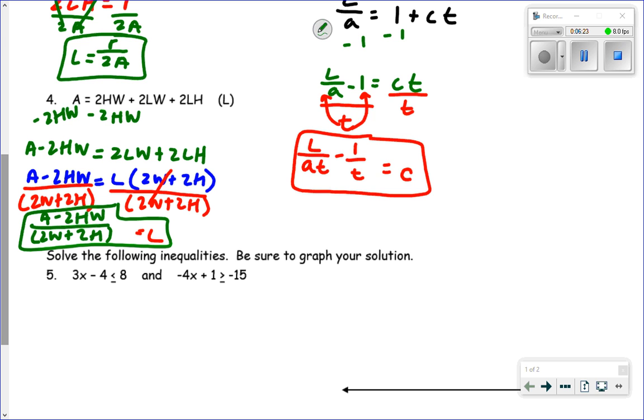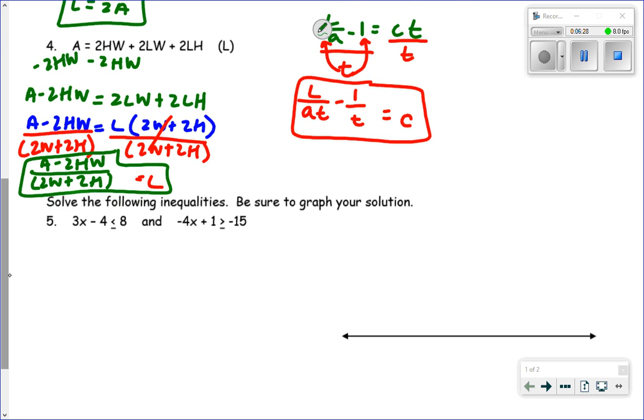That is definitely the hardest that it's going to get for that part. Okay, number 5, it says solve the following inequalities. Be sure to graph your solution. So I've got 3x minus 4 is less than or equal to 8, and negative 4x plus 1 is greater than or equal to negative 15.